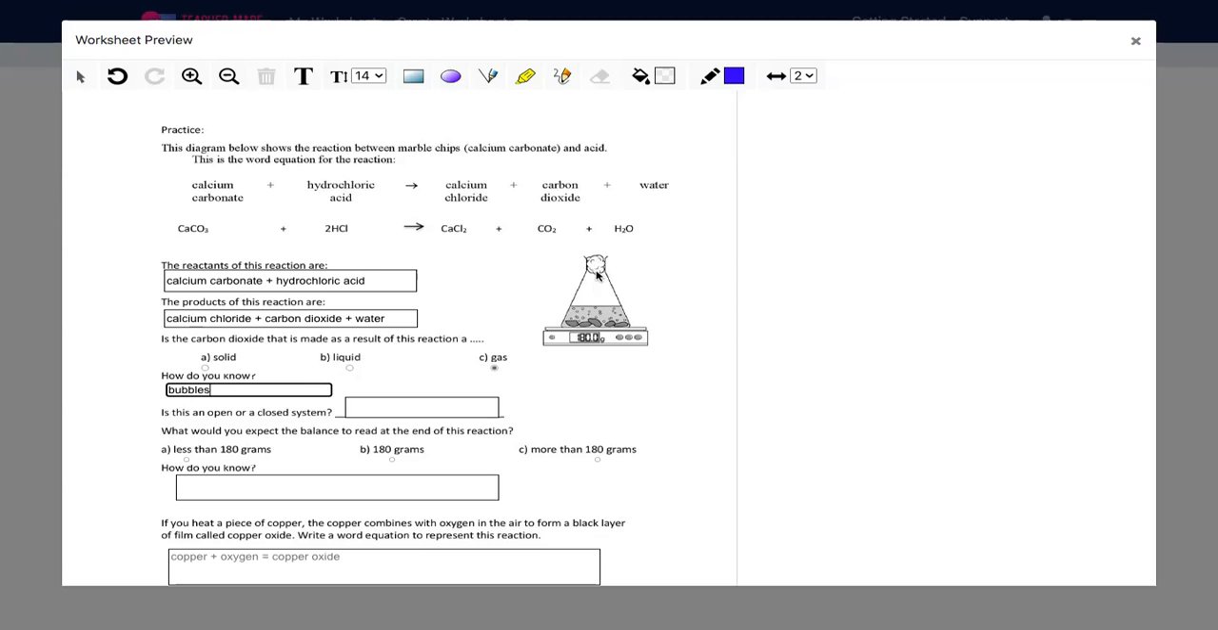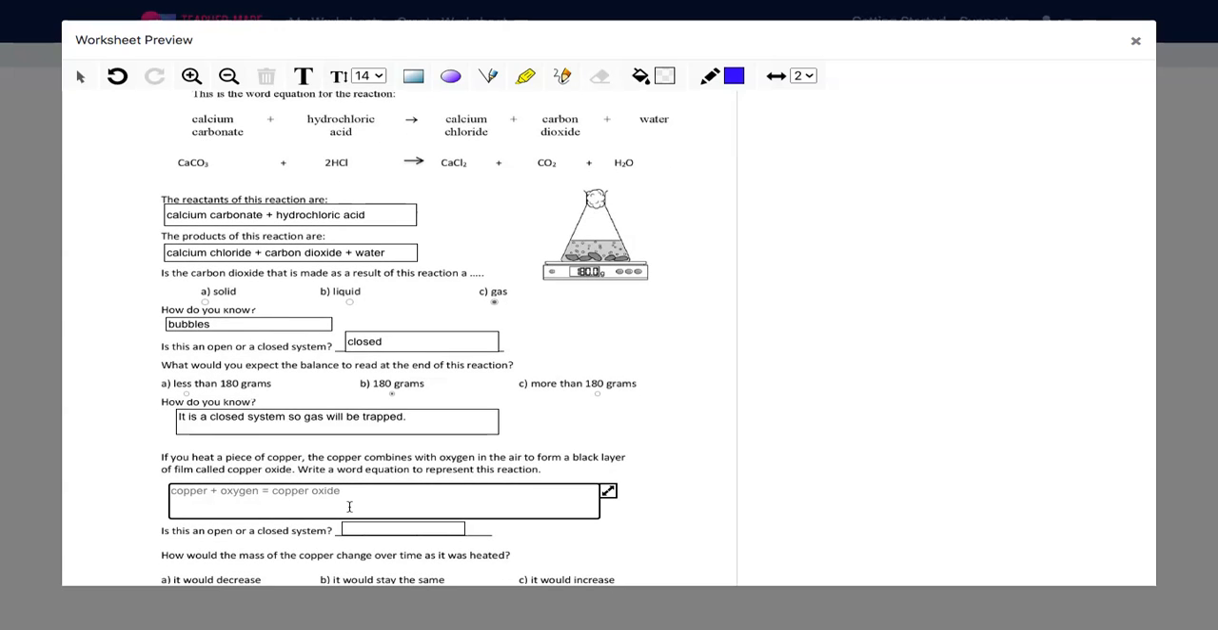So, because this system is closed, we know that that gas is going to be trapped. So, is it an open or closed system? Closed. Again, we know that because we've got the cotton here to block the escape of any material to the surrounding air. So, what would you expect the balance to read? Well, because it's a closed system and the gas is going to be trapped, the starting and the ending mass should be the same. So, I would put 180 grams. How do you know? It is a closed system, so gas will be trapped.